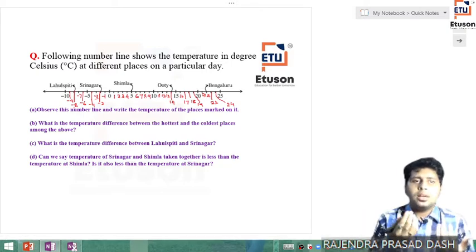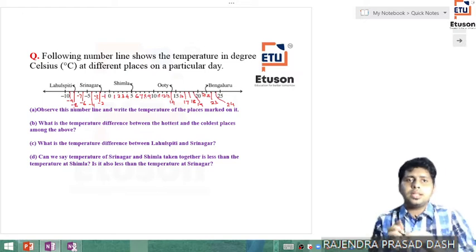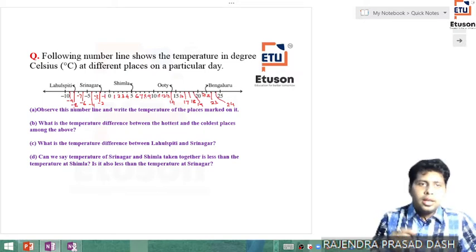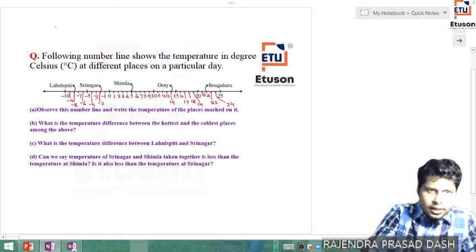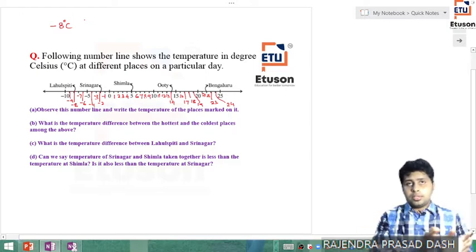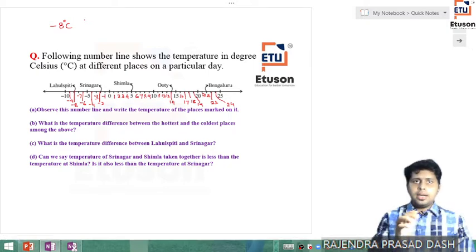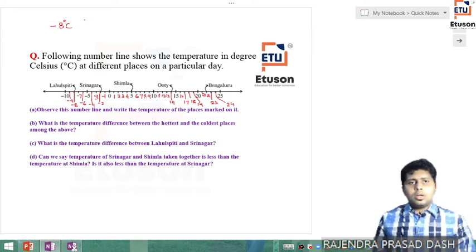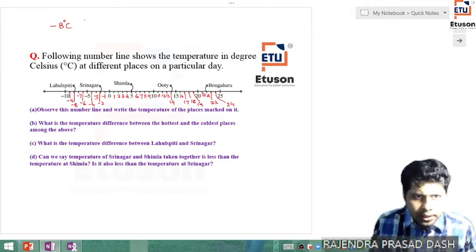Now we'll see what the respective temperatures are. In Lahul Spiti, this is -8 degrees Celsius. I'll write it down above, so that I will not get confused in the temperature. I am arranging it in ascending order, from the smaller to the larger. So Lahul Spiti is -8 degrees Celsius.